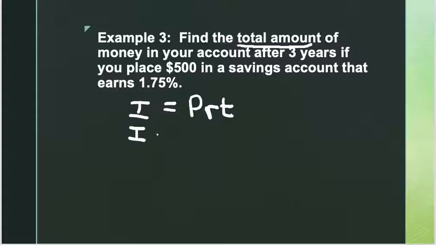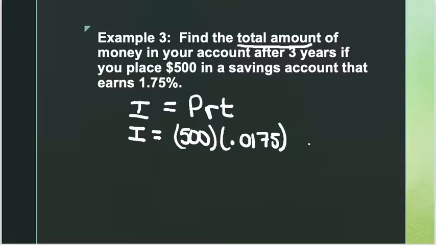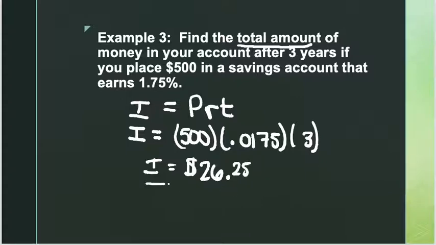My I is my unknown right now. My principal was $500. My rate was 1.75%, or 0.0175. And my time in years was 3. So now we've got 500 times 0.0175, or 1.75%, times 3, and that gives us the value of $26.25. Now, that is your interest earned.